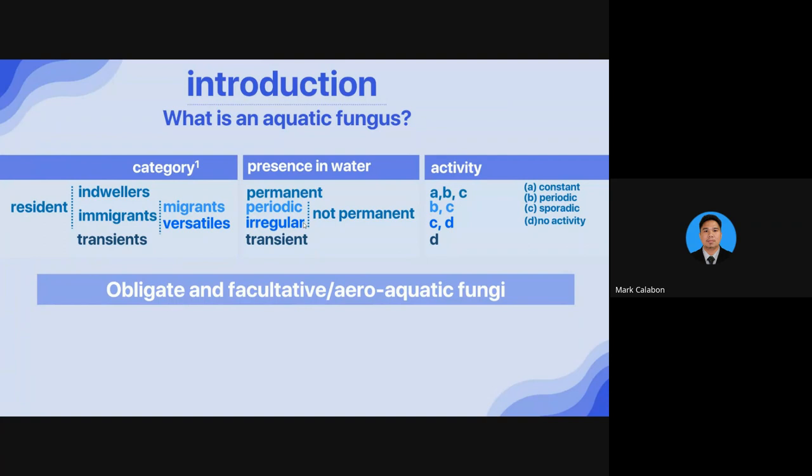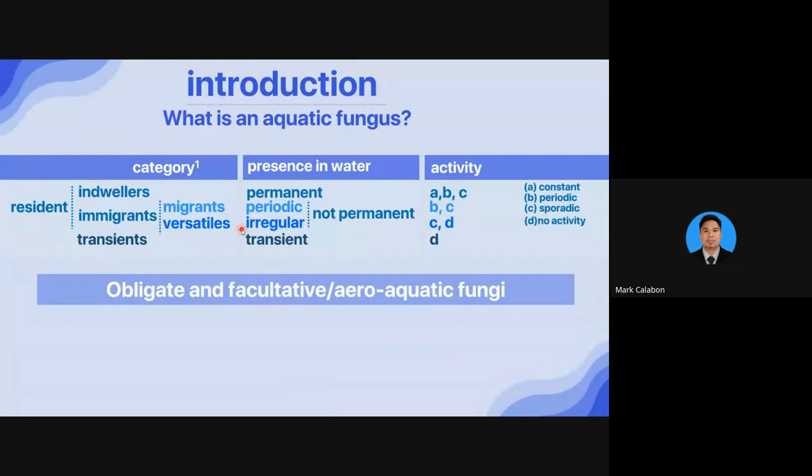But some aquatic fungi are also immigrants. So you have here the migrants and the versatiles, wherein the migrants have periodic presence in water and they are not permanent. But for versatiles, they have irregular presence, and the activity could be periodic or sporadic for the migrants. And for the versatiles, they have no activity or could be sporadic.